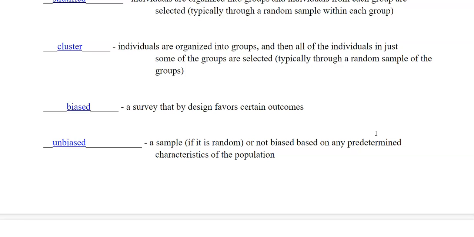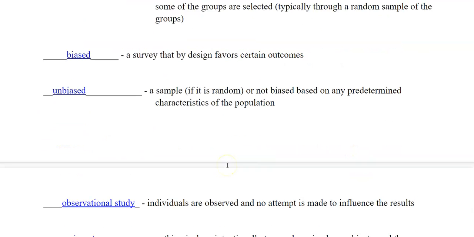Biased means that the survey has been designed to favor certain outcomes. So the wording of the questions might push you to answer one way versus another. It can be biased toward gender or race or ethnicity. Biased is usually something that you want to stay clear of. Unbiased means that the sample, assuming it's random, doesn't have any predetermined characteristics of the population. So you don't know what you're getting, male, female, race, ethnicity, anything like that. It's just completely unbiased, no favoritism.